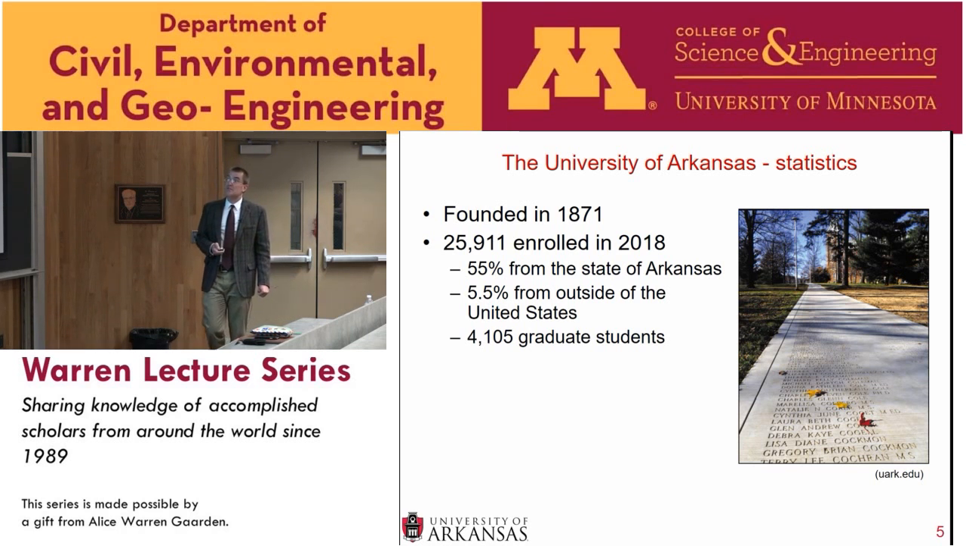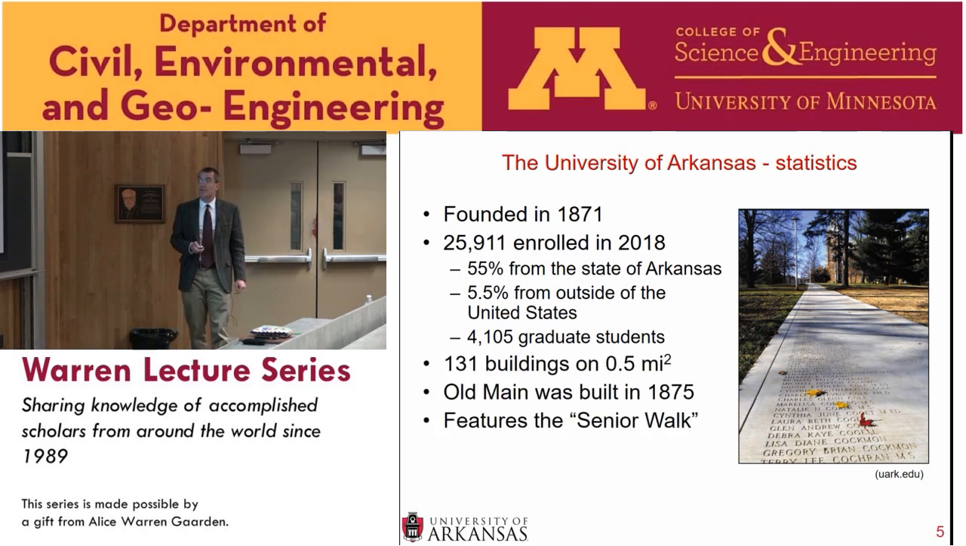Of those students, about 55% were from the state of Arkansas, and only about 5.5% were from outside of the United States. So we really truly are a land-grant institution serving the state of Arkansas heavily. And we have just over 4,000 graduate students. We have 131 buildings on about a half square mile of land. And the Old Main picture that you saw on the previous slide, that building was completed in 1875.